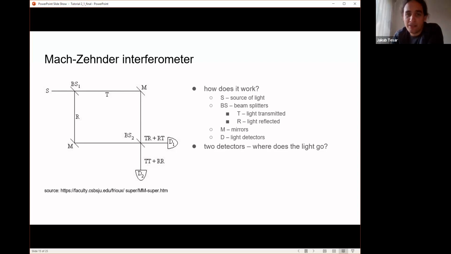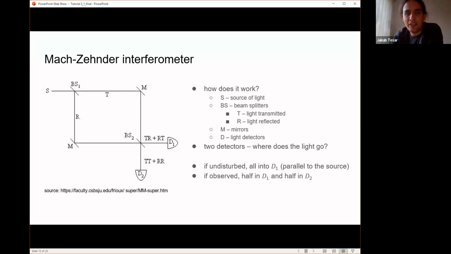If you do the experiment and you do not disturb it, if you do not do anything extra with it, you will just use this interferometer, all the light will come to detector 1, which is parallel to the source, which means that none goes to D2.